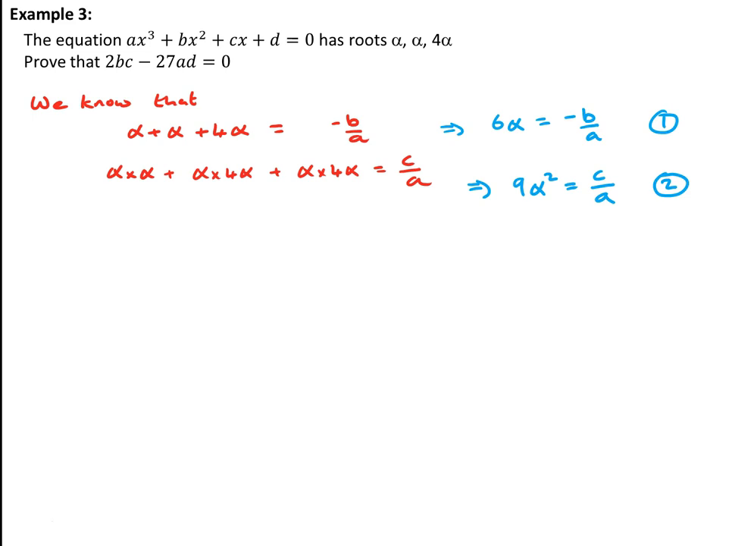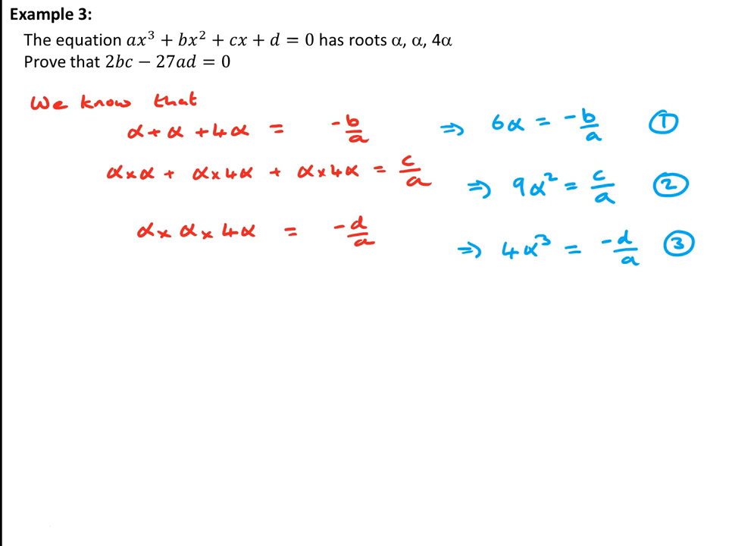Finally, we also know that the product of the three roots, so that's the first root times the second root times the third root, is always equal to minus d upon a. So in this case we've got alpha times alpha times 4 alpha must equal minus d upon a, or 4 alpha cubed is minus d upon a.